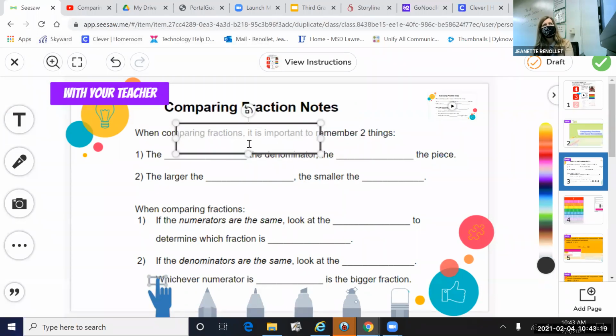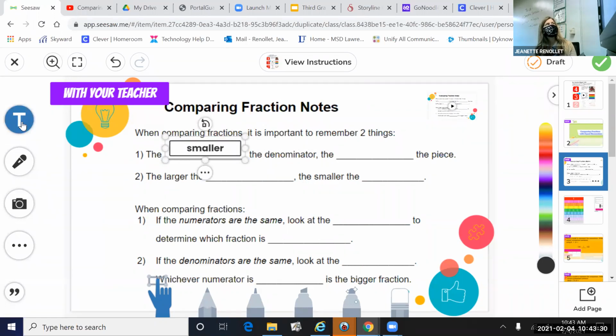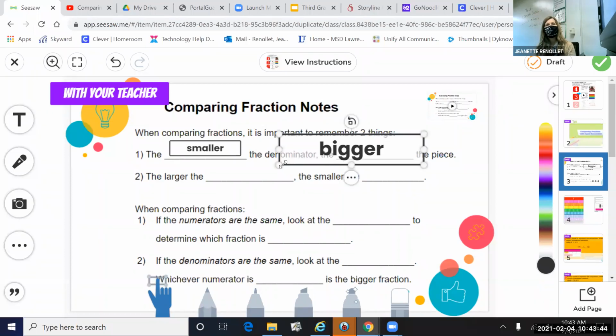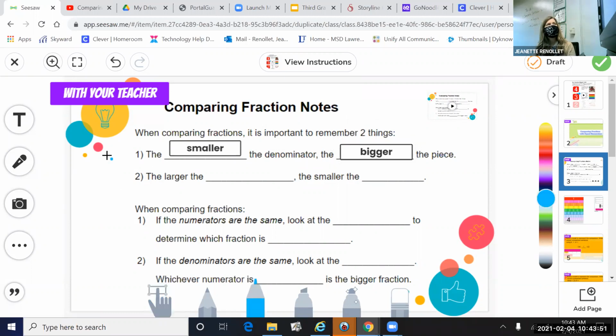The first blank is smaller. The smaller the denominator, the bigger the piece. So the first blank is smaller. The next blank is bigger. The smaller the denominator, the bigger the piece. I'm going to draw an example of this right now.